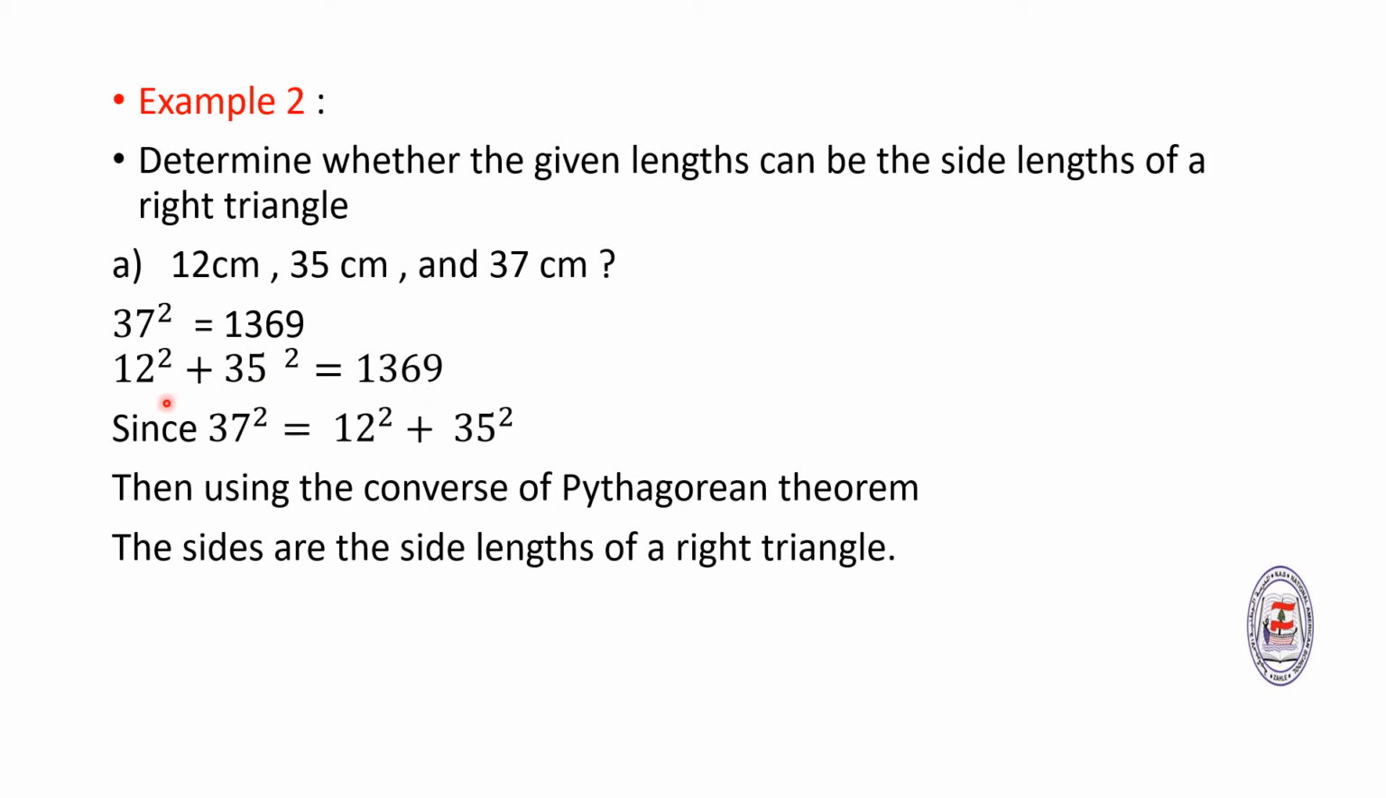1369. Since we have 37 squared is equal to 12 squared plus 35 squared, then using the converse of the Pythagorean theorem, the sides are sides of a right triangle.